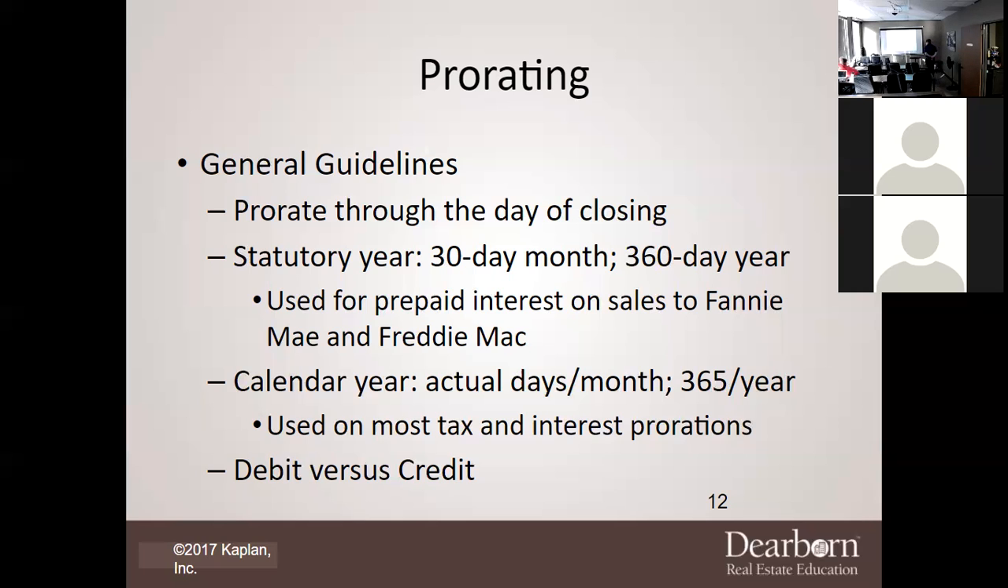There'll be certain things that debit the buyer, debit the seller, and credit the buyer, credit the seller. So what does debit mean? Does it mean add or subtract? Subtract. Why does it mean subtract? Because it's like a debt. You're taking away. Taken away.